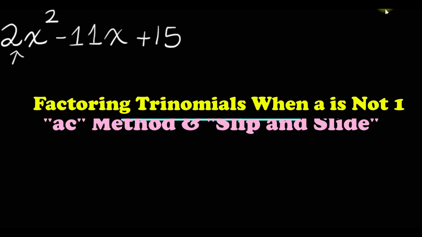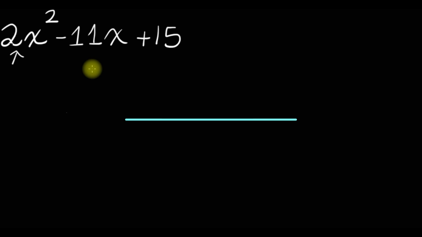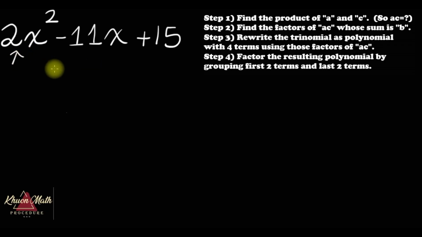In this video, we are going to focus on factoring trinomials when a is not 1 using two different ways. We're going to use the AC method, and I'm also going to show you how to factor this using the slip and slide method. So let's go ahead and factor this using the procedure up here given to you. We're going to go through this step by step.